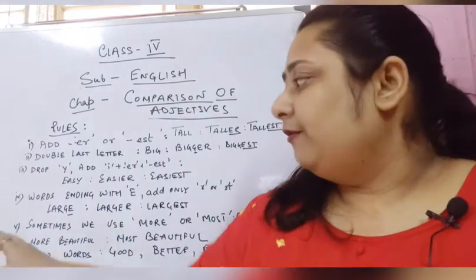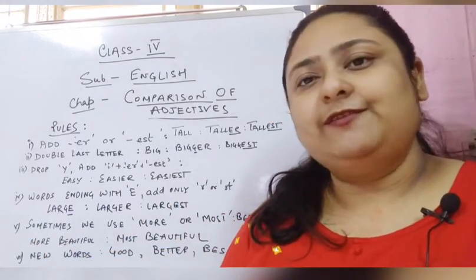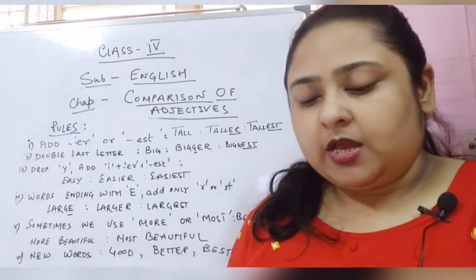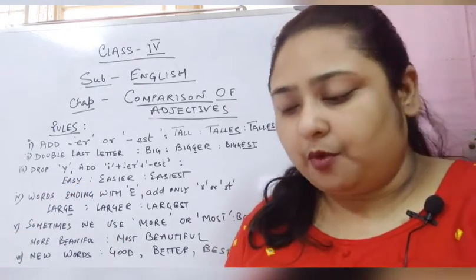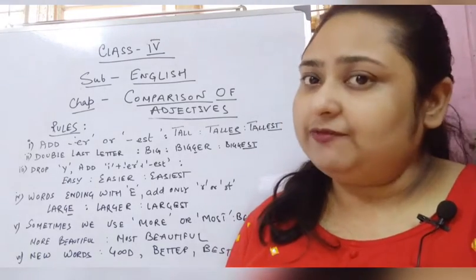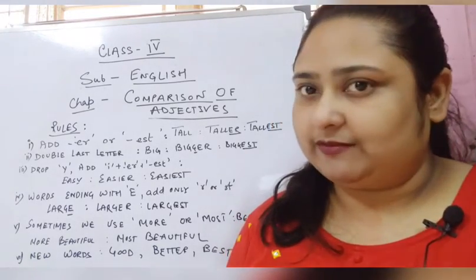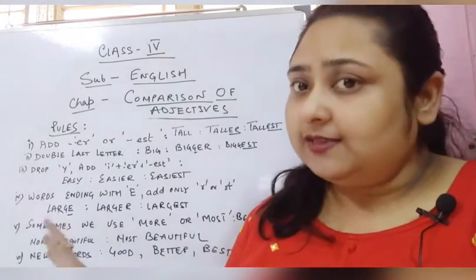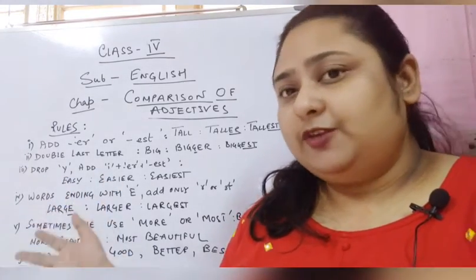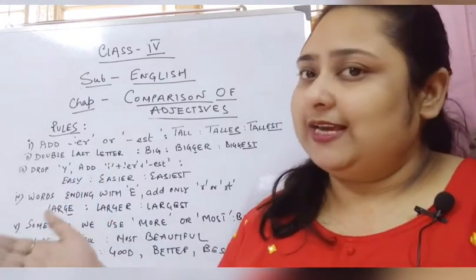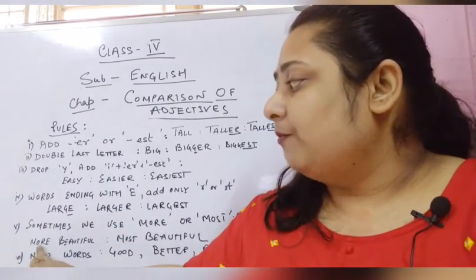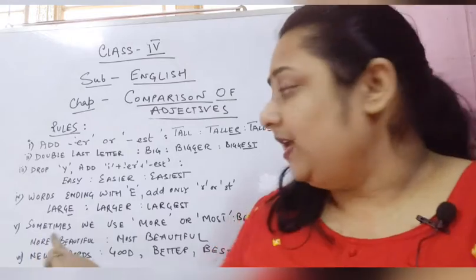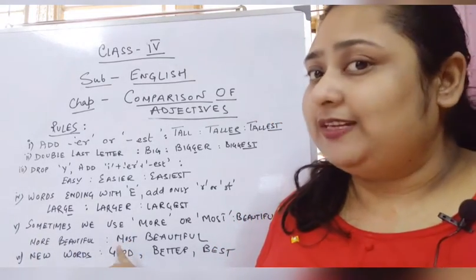Moving on to the fifth rule of adjectives, that is, to some adjectives we add more or most in case of comparative and superlative degree respectively. Children, there are certain words in which we cannot add ER or EST in comparative and superlative degree. So what do we do? We just add more in case of comparative degree and most in case of superlative degree.